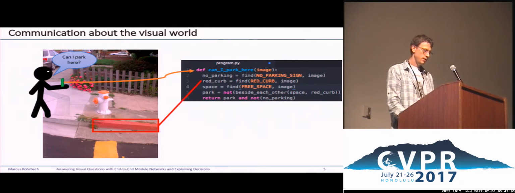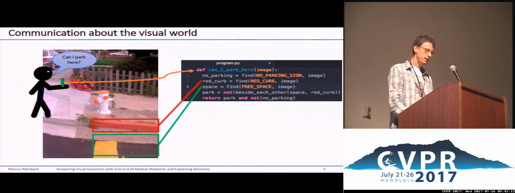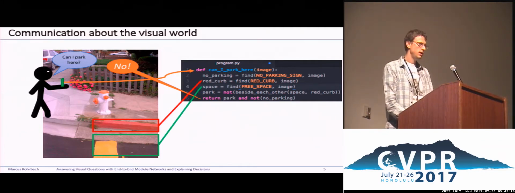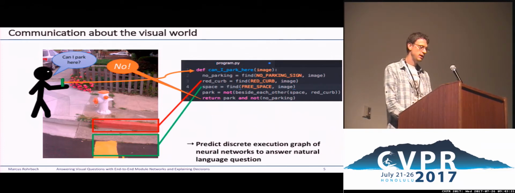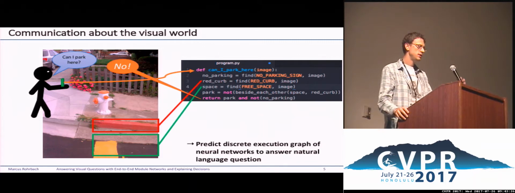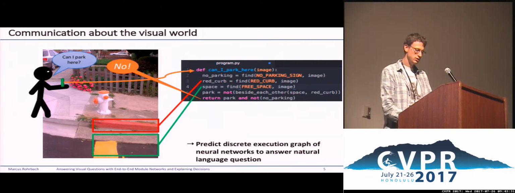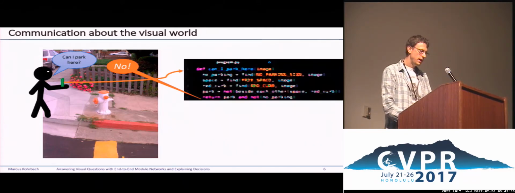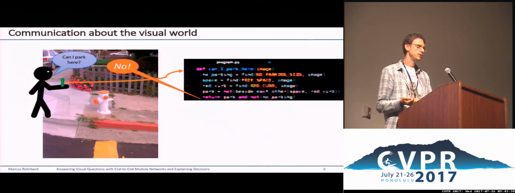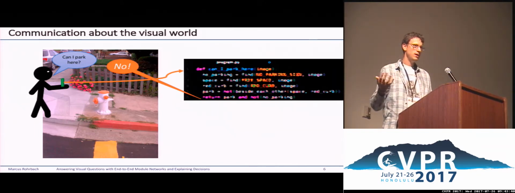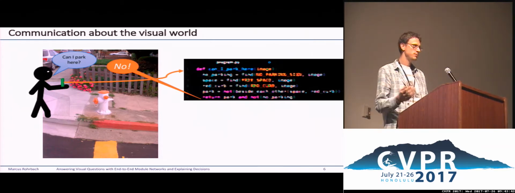And first detect if there's a red curb, see if there's space to park there, and then you may be able to answer if you can or cannot park here. So that's what we want to do. We want to basically predict a discrete execution graph of neural networks to answer diverse natural language questions. But then this is not very helpful for most humans because typically you don't want to understand the code.